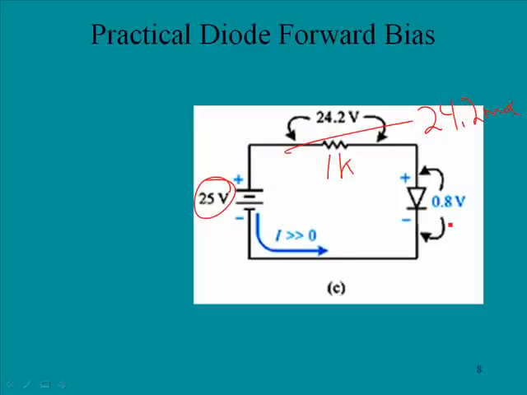Now, in some cases I have seen rectifier diodes where the voltage drop is as high as 1 volt, sometimes as high as maybe 1.2, but this is unusual. Usually we consider it to be 0.7 volts.